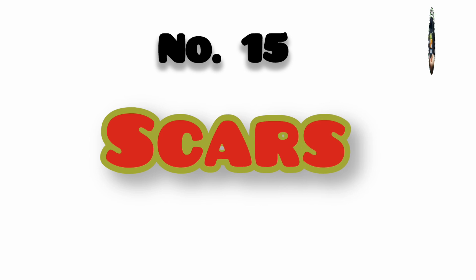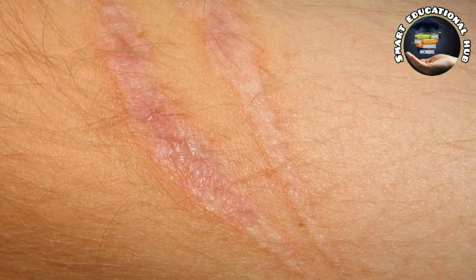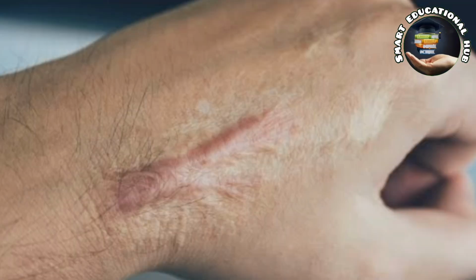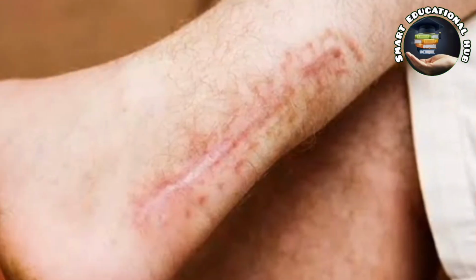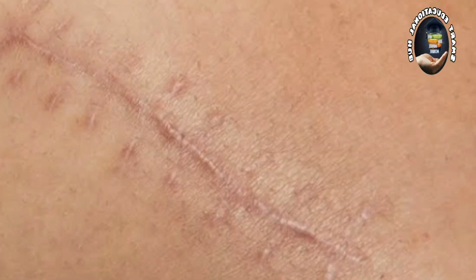Number 15, scars. Scars are marks left on the skin after a wound or injury has healed. They form when the body repairs damaged skin by producing a protein called collagen. The new tissue closes the wound, but it often looks different from the original skin. Scars can appear after cuts, burns, surgery, acne, or other injuries.